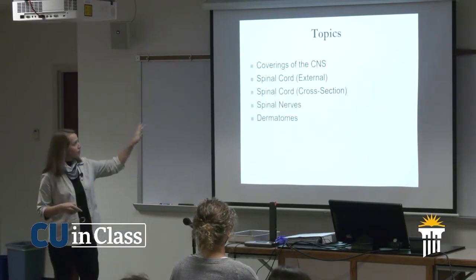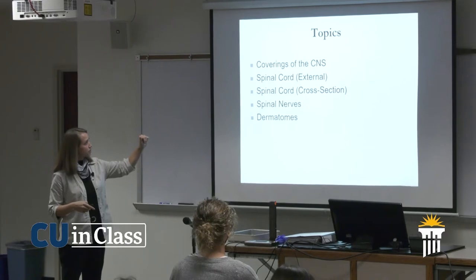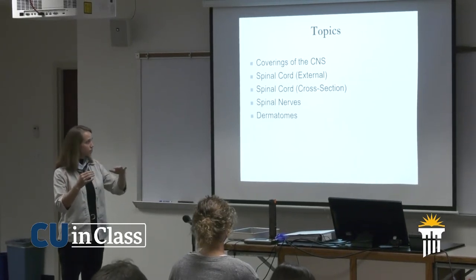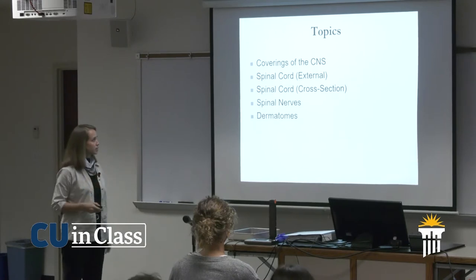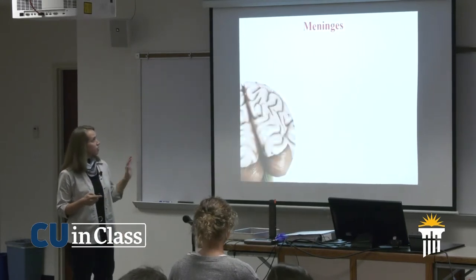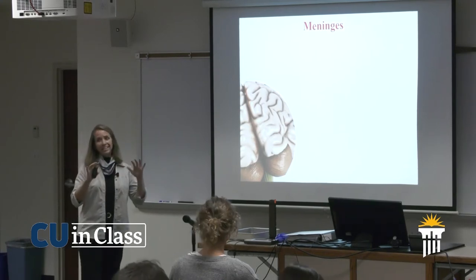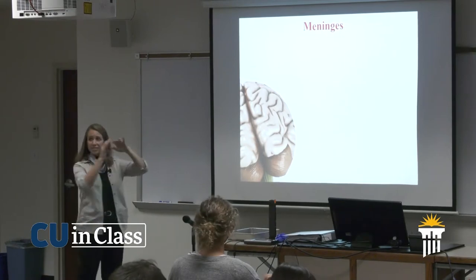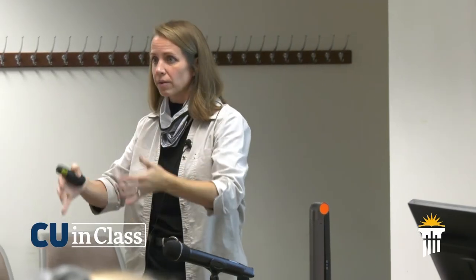Topics, we'll go over coverings over the central nervous system, the spinal cord, the external view of that, and then cross-sectionally, what does that look like? Talk a little bit about spinal nerves, and then finish up with dermatomes. So the covering over the CNS. I think it's easiest to study the meninges as the covering over the brain, but these are the membranes that extend all the way down. So we'll look at them over the brain, but just keep in mind that they'll go all the way down. We'll see some pictures of that a little bit later.